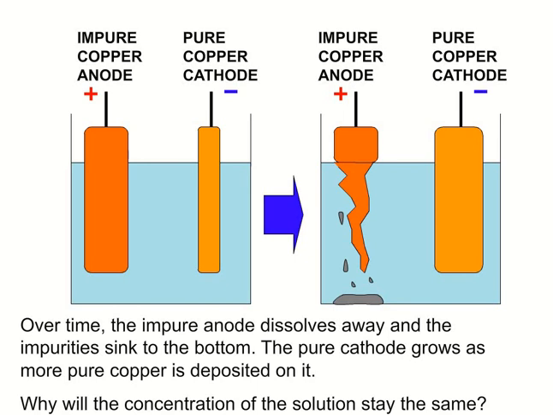So the impure copper anode rod dissolves and the impurities sink to the bottom. The pure cathode grows as more pure copper is deposited on it.